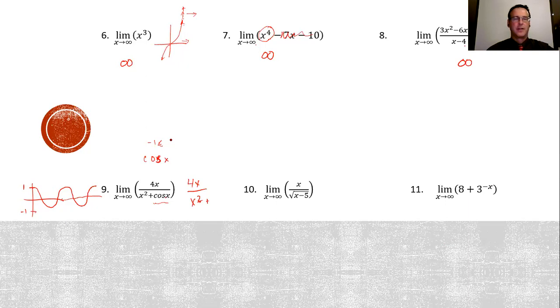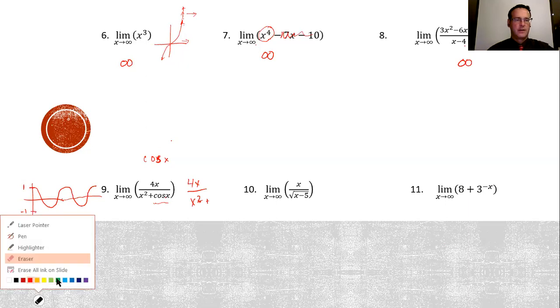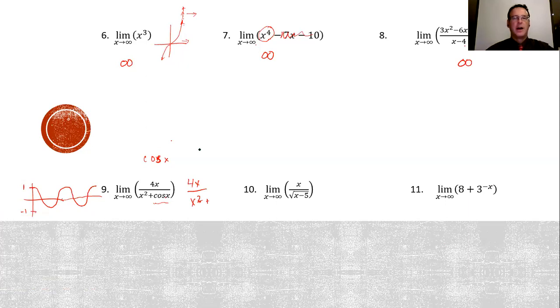I don't want to write for that. Where is this? I'll put this in green. It'll go from -1 to 1, and it will touch those. I'm hoping my notation is right.